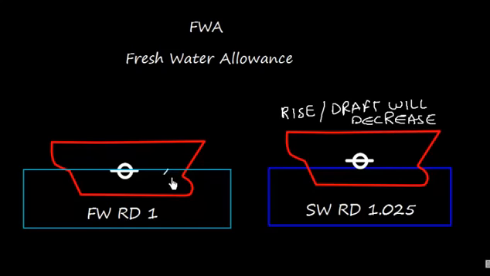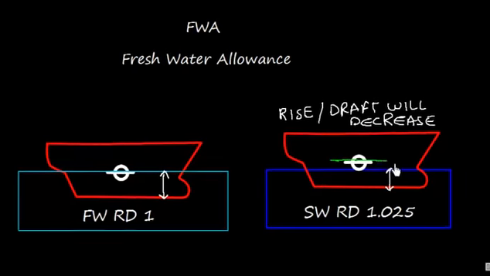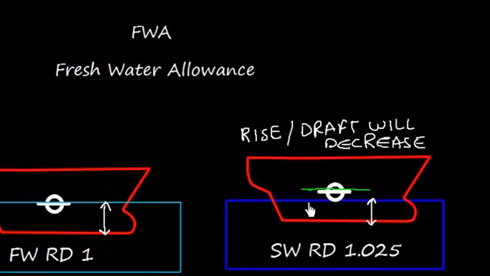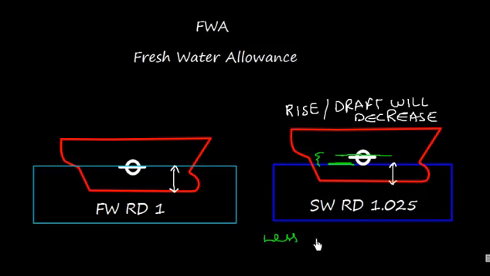So let me mark the draft. This portion is the draft. Here the draft is decreased. Well, as per the load line, we are supposed to load up to this level in salt water, but we have loaded only up to this level. So that means we have loaded less cargo, which simply means that there is a loss of earning.